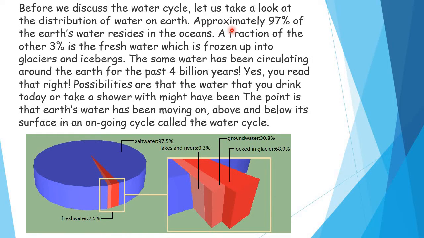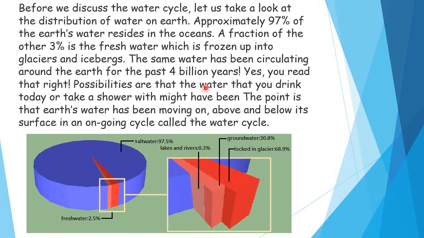Approximately, as you know, 97% of the Earth's surface is water. It resides in the oceans. A fraction of the other 3% of water is fresh water, which is frozen up into glaciers and icebergs. The same water has been circulating around the Earth for the past 4 billion years. Yes, you read that right.